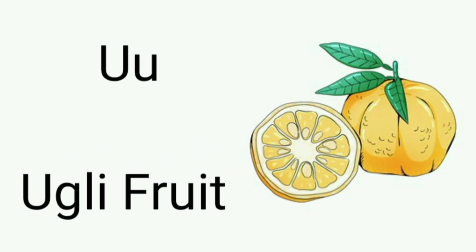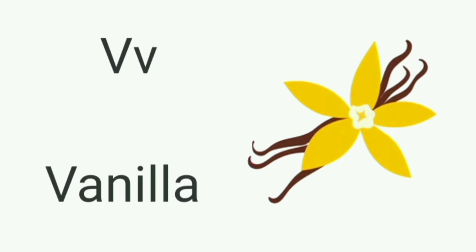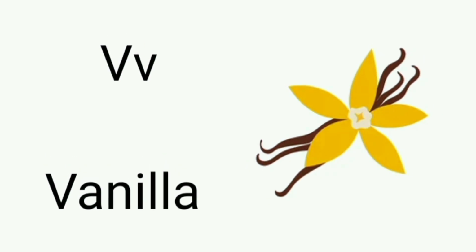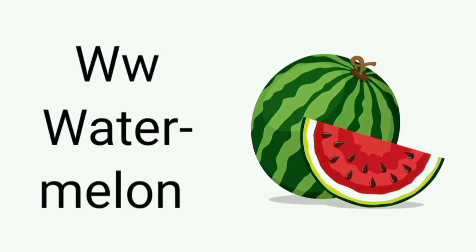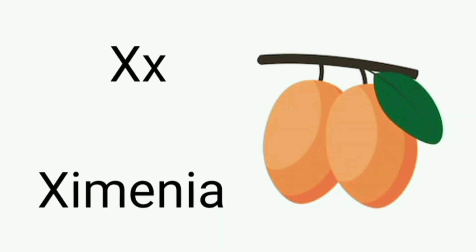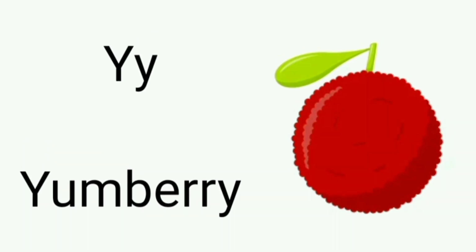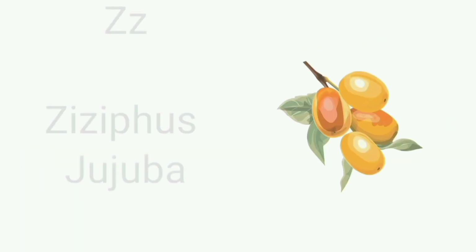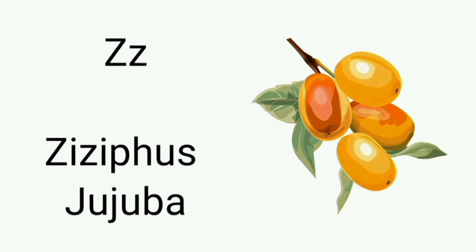U is for ugly fruit. V is for vanilla. W is for watermelon. X is for eximenia. Y is for yumberry. Z is for ziziphus jujube.